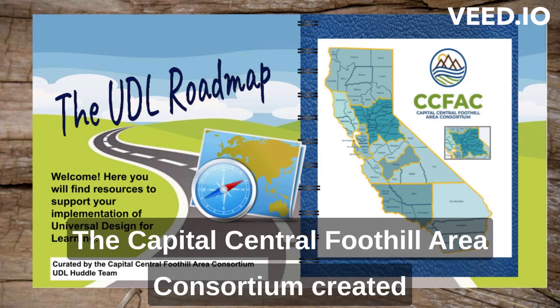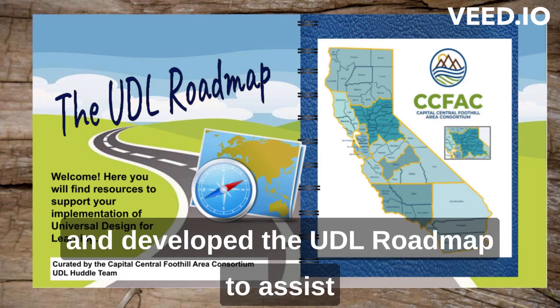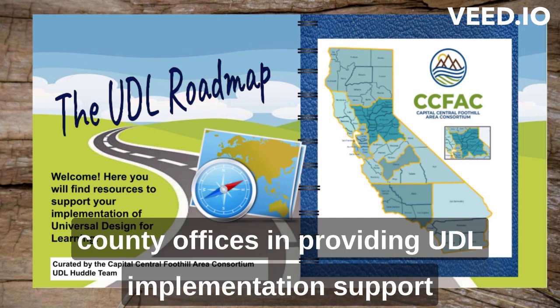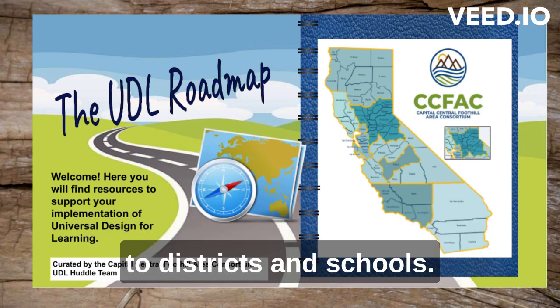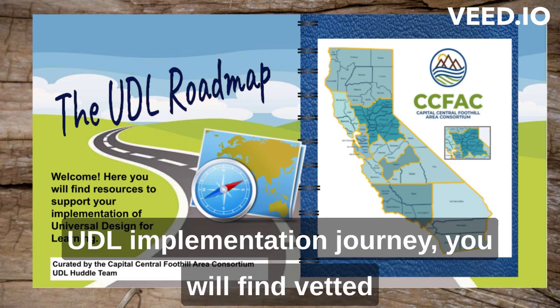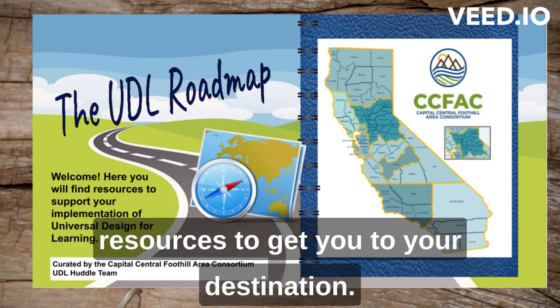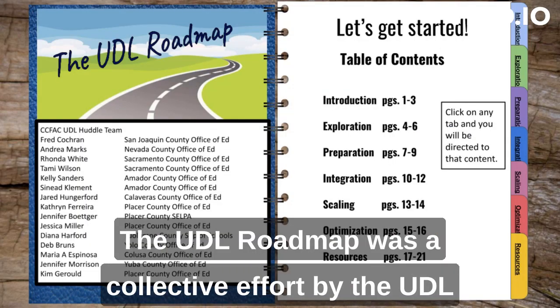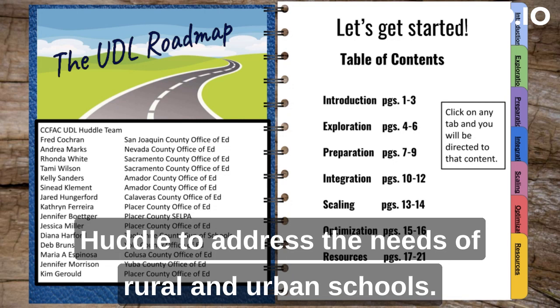The Capital Central Foothill Area Consortium created and developed the UDL roadmap to assist county offices in providing UDL implementation support to districts and schools. No matter where you are on your UDL implementation journey, you will find vetted resources to get you to your destination. The UDL roadmap was a collective effort by the UDL huddle to address the needs of rural and urban schools.